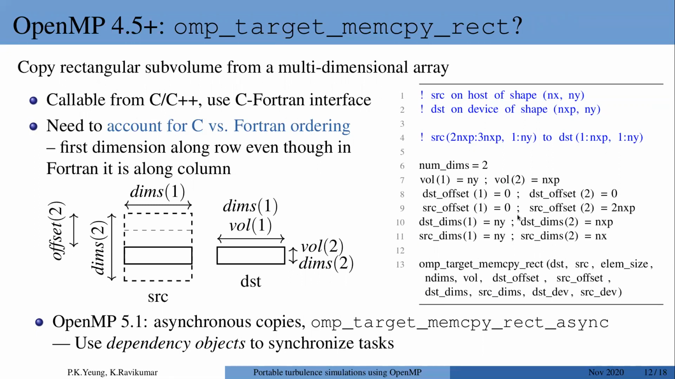So that also needs to be taken into account when we pass in some parameters to the target memcopy rectangular call. Here on the right, we're showing a simple example of how to copy the data from a larger source buffer to a smaller destination buffer. Here we are copying particularly the third pencil from the source buffer to the device buffer.